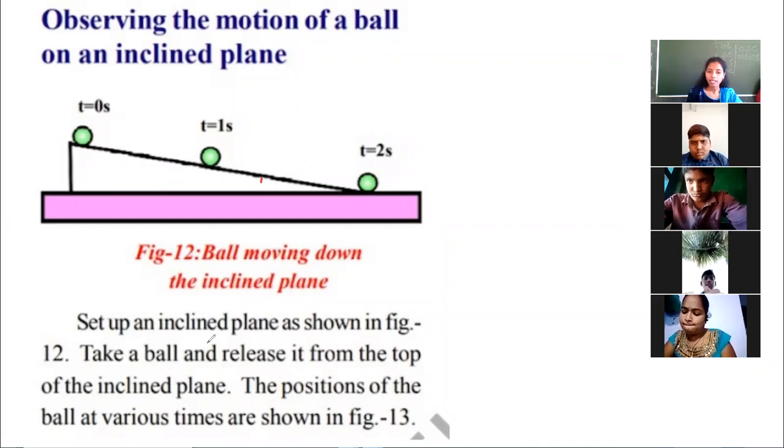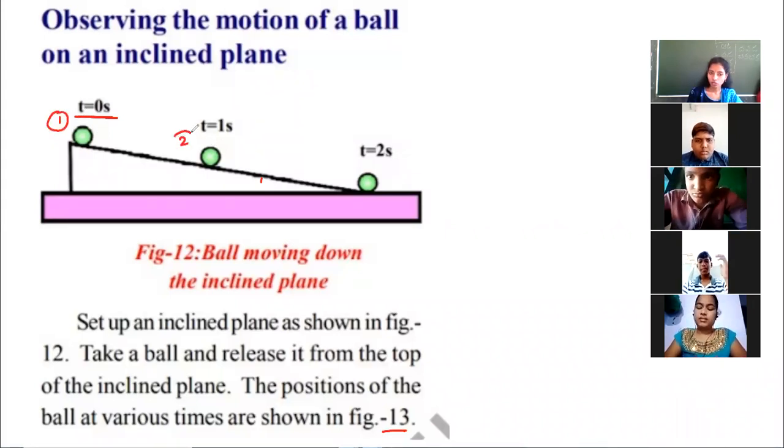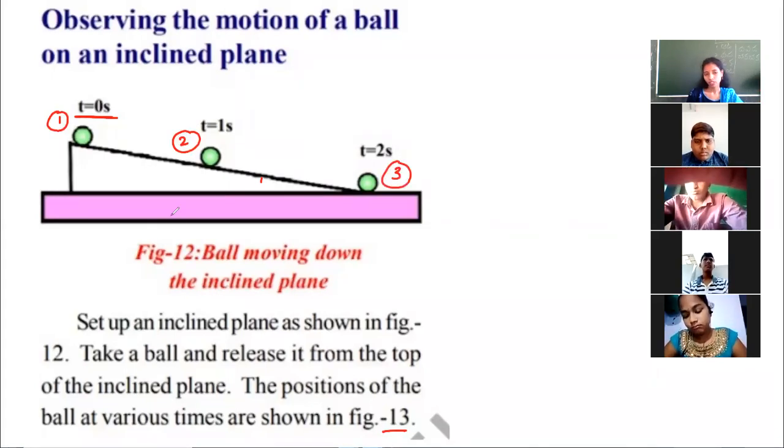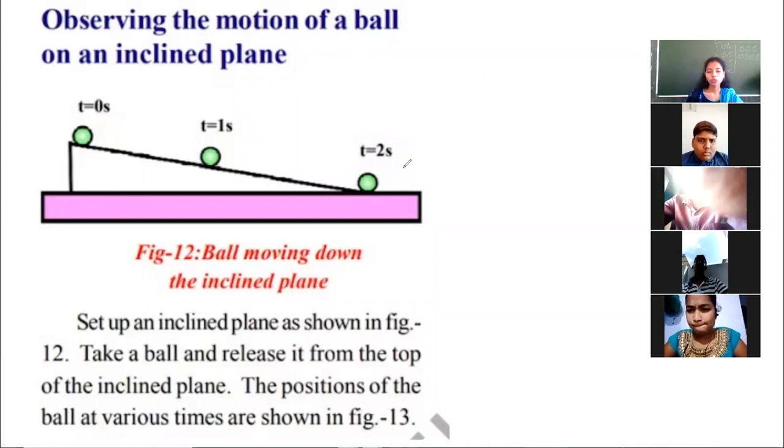So now, take a ball and release it from the top of the inclined plane. Here the positions of the ball at various times are shown in figure 13. When it is moving from top to bottom, at 0 seconds of time, the ball is here. At 1 second of time, the position of the ball is here. And at 2 seconds of time, the ball is here. Three positions are given, right? At various times, t equals 0, t equals 1, and t equals 2.